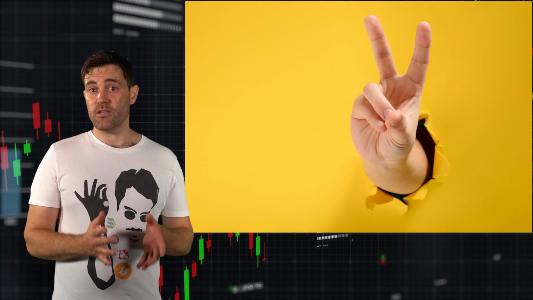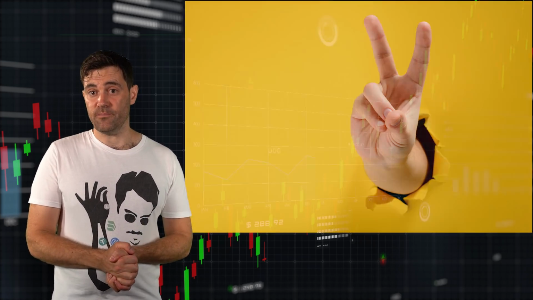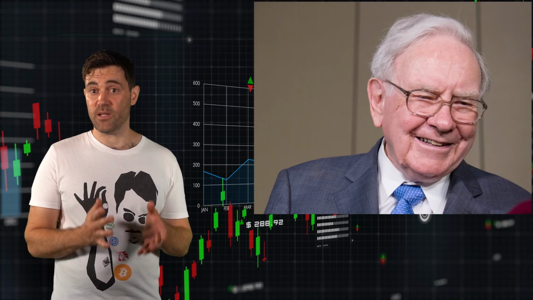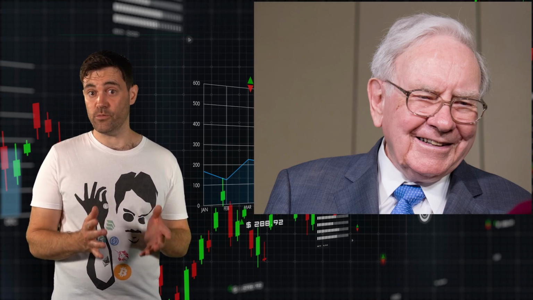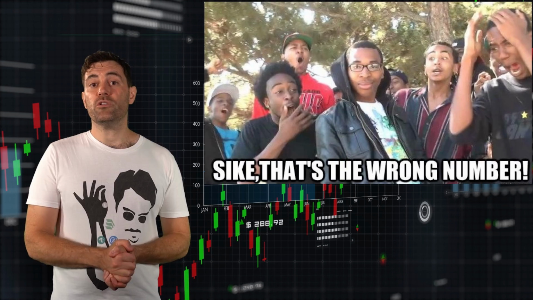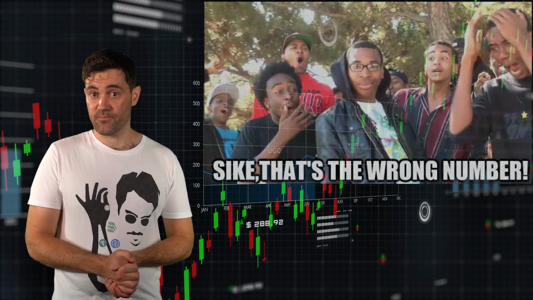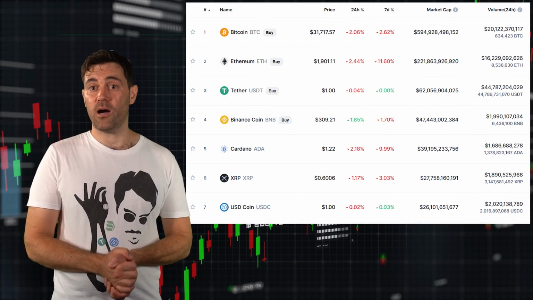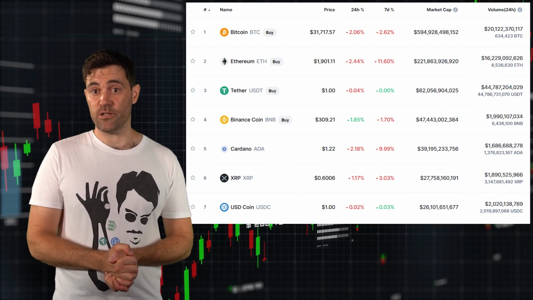There are two ways you can use the Bull and Bear Index for trading. Either you can use the same strategy of being greedy when the market is fearful and being fearful when the market is greedy, or you can do the exact opposite. This ultimately depends on what the market is doing and which cryptocurrency you're trading.